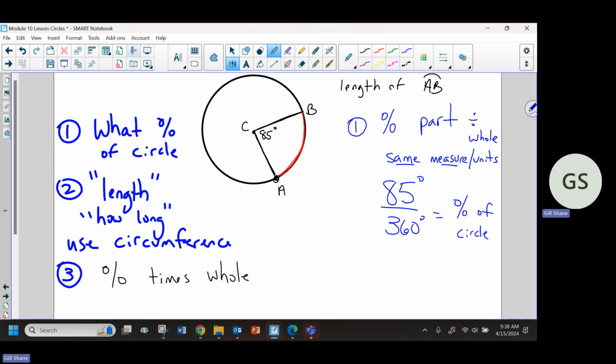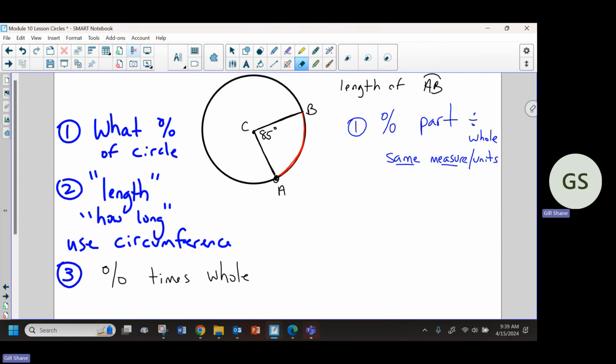I can tell you right now, though, it's a little bit less than 25%, because 90 degrees would be 25%. 90 divided by 360 is 0.25. And we know 90 degrees is 1/4 of 360. So that'll give me the percentage of the circle. Now I asked you for length, so that's where the next step comes in. If we see the word length, well, I see the word length.